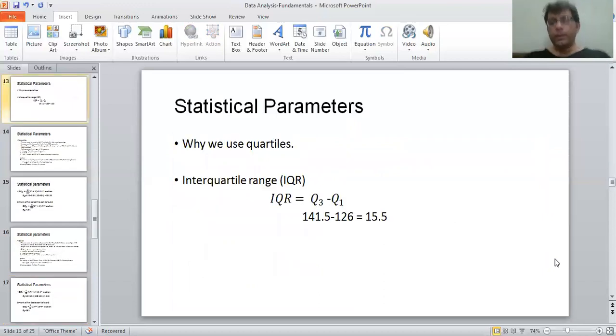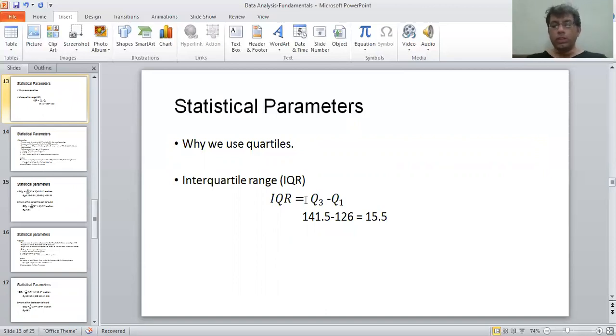Now, why do we use the quartiles? The first thing, as we have already discussed, is that it tells us the positions in the data set. It gives us different points in the data set at some specific positions. But there's also a very important reason for finding the quartiles, and the answer to this question is basically the interquartile range, or the distance between the quartiles.